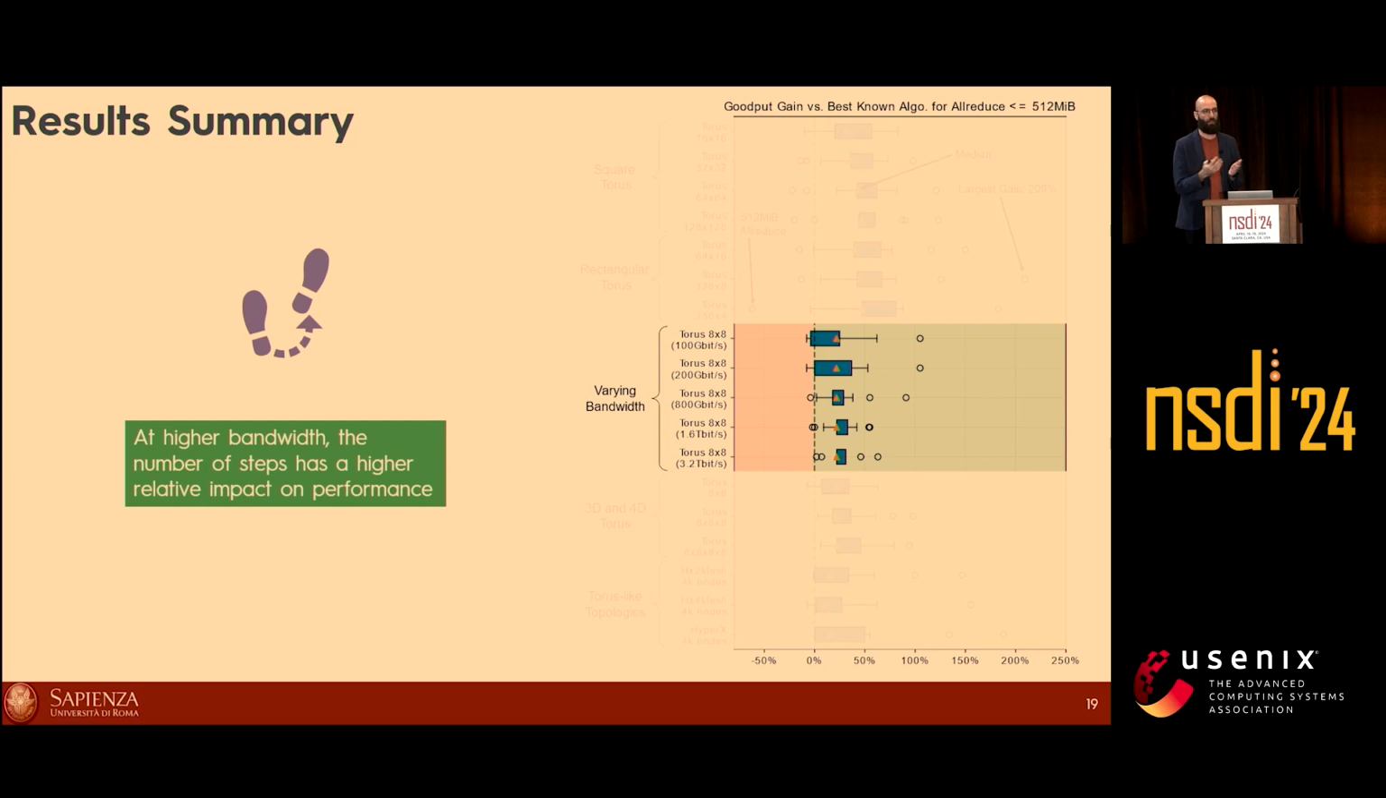Which means that if you have a very, very high bandwidth, eventually you don't really care whether you have flow collisions or not, because anyway, the bandwidth is so big. What you care about is how many steps you perform. And performing a logarithmic number of steps is going to help. So for higher bandwidth, eventually, we don't have any performance degradation compared to state of the art. So we were able to outperform all the algorithms, regardless of the message size.